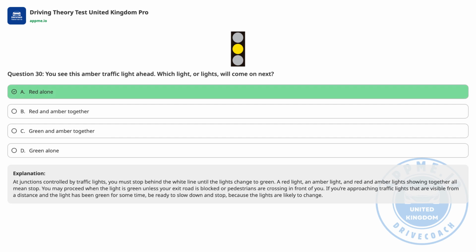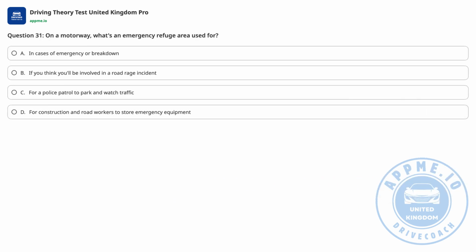The correct answer is A. Question 31. On a motorway, what's an emergency refuge area used for? A. In cases of emergency or breakdown. B. If you think you'll be involved in a road rage incident. C. For a police patrol to park and watch traffic. D. For construction and road workers to store emergency equipment.